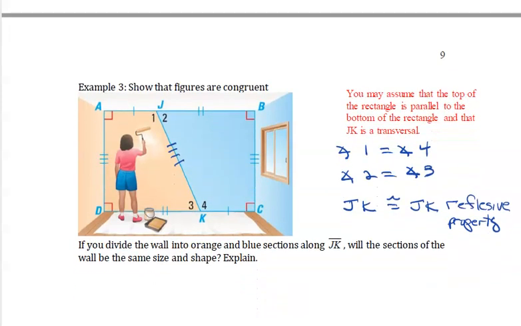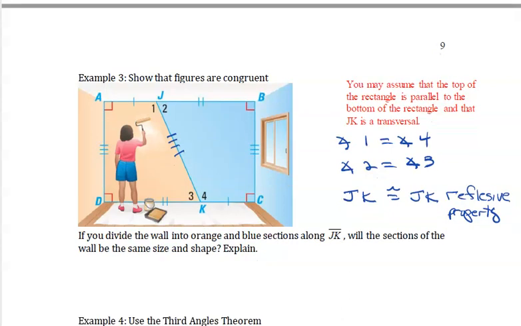Okay, so this example shows a little something about how we can take work from a previous section and apply it here. So, angle 1 and angle 4 are going to be equal because the rectangle's top and bottom are parallel, and this is acting as a transversal, previous chapter, and therefore angle 1 and angle 4 and angle 2 and angle 3 are alternate interior angles, and therefore they are equal.